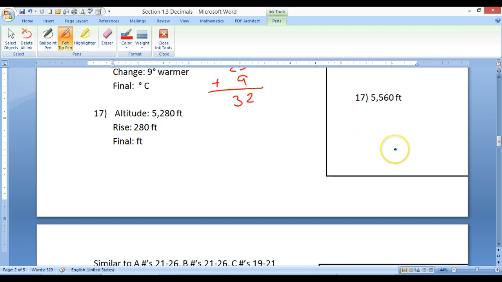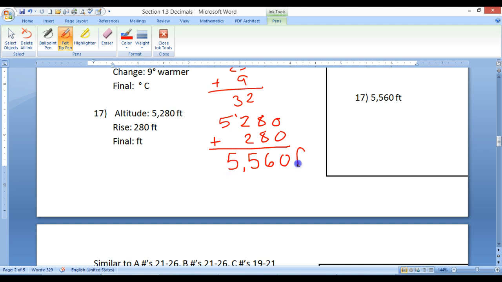All right, one more. The altitude, 5,280 feet, also known as 1 mile. There was a rise of 280 feet. If I have a rise in altitude, that means I'm going up further, so I need to add these. 5,280, oops, add another 280. 0 plus 0 is 0. 8 plus 8 is 16, so I carry the 1. 1 plus 2 plus 2 is 5. And 5 plus nothing is 5. So I have 5,560 feet. Looks good.